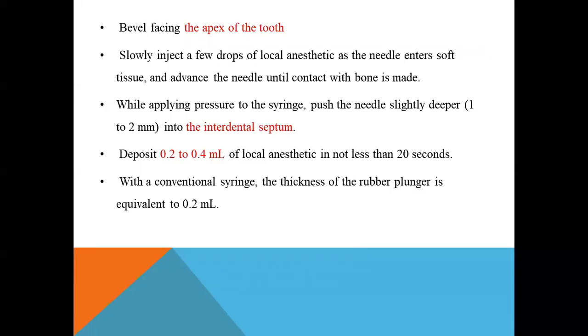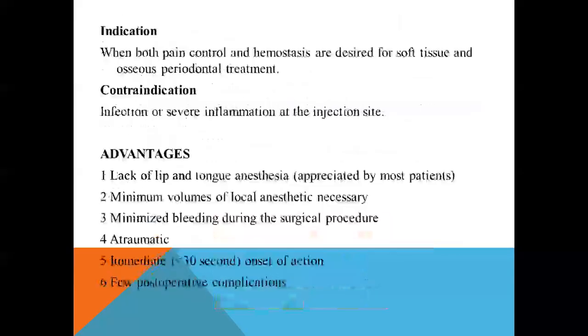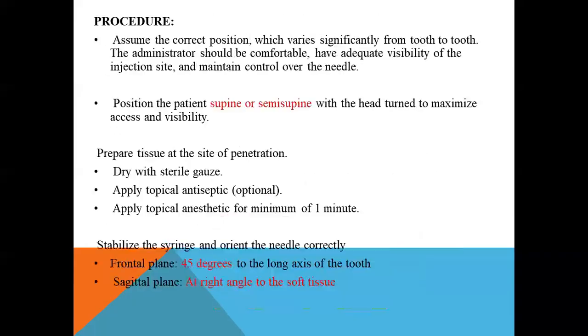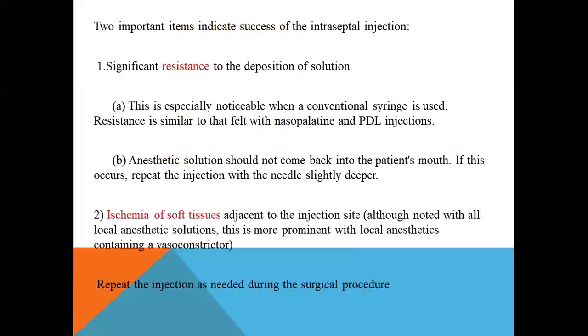Bevel facing the apex of the tooth. Slowly inject a few drops of local anesthetic as the needle enters the soft tissue and advance the needle until you contact the bone. While applying pressure, push the needle slightly deeper into the interdental septum. Deposit a sufficient amount of local anesthetic, not less than 20 seconds. So the only thing is that in case of intraseptal injection, you have to inject in between the teeth along the interdental papilla. So just remember that alone.